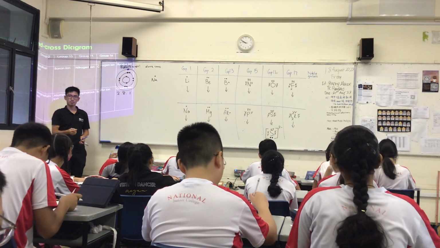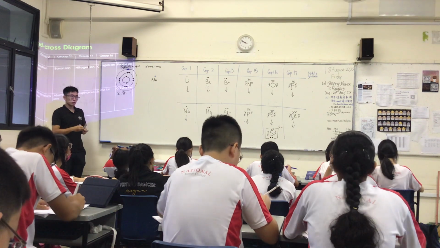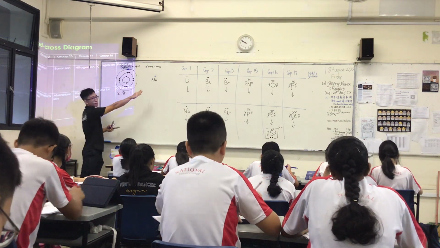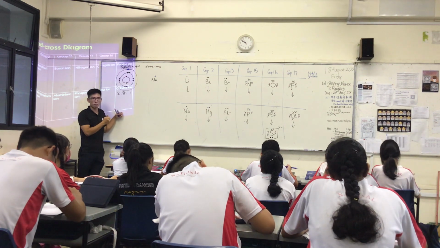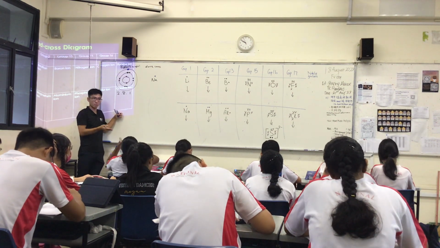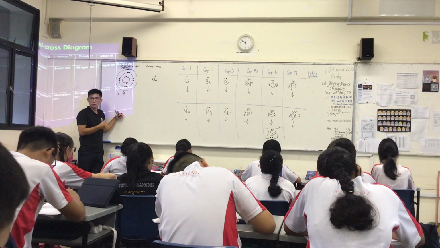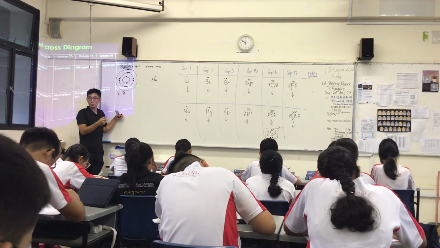Okay? So let's try another one. We look at lithium. How many outermost electrons are there for lithium? You can tell from the groups, right? It's just 1. So we will represent lithium also in the same way.